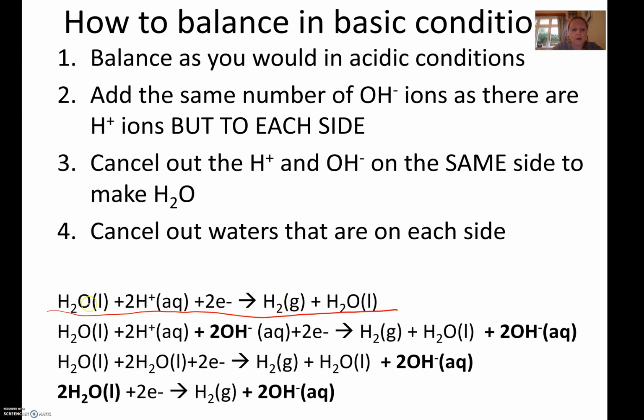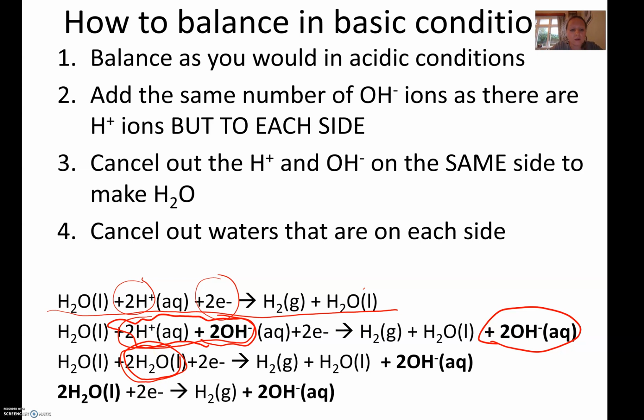To balance out the fact that you've got 1 oxygen here and none here, we add a water. Okay, now we need to balance the fact you've got 2 hydrogens, and 2 hydrogens makes 4 hydrogens, but you've only got 2 here, so we add 2H+, and we balance the charge by adding 2 electrons. Hopefully we're all good with that by now. So the next step is you add the same number of hydroxide ions as there are H+ ions to each side. So we've got 2 H+ ions here, so we add 2 OH- ions here and 2 OH- ions here. The next step is that we cancel out our H+ and OH-, so these 2 together make 2 waters, and so I've done that here. So I've got 2 waters here.